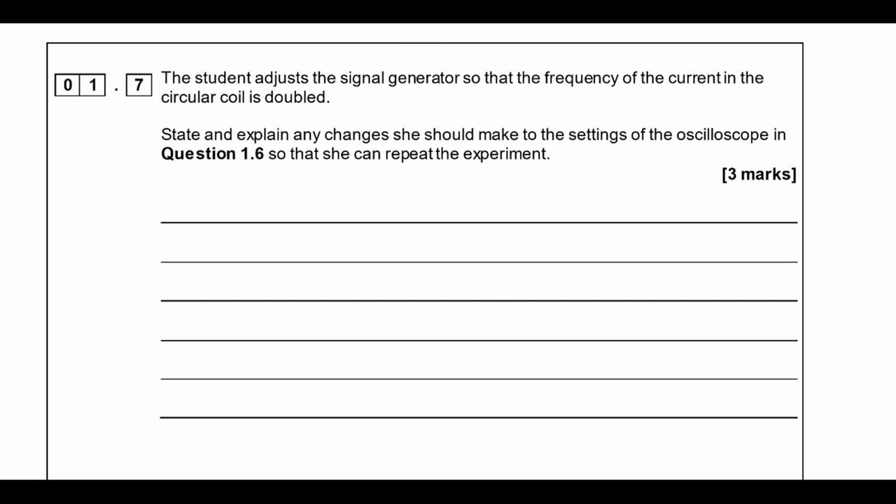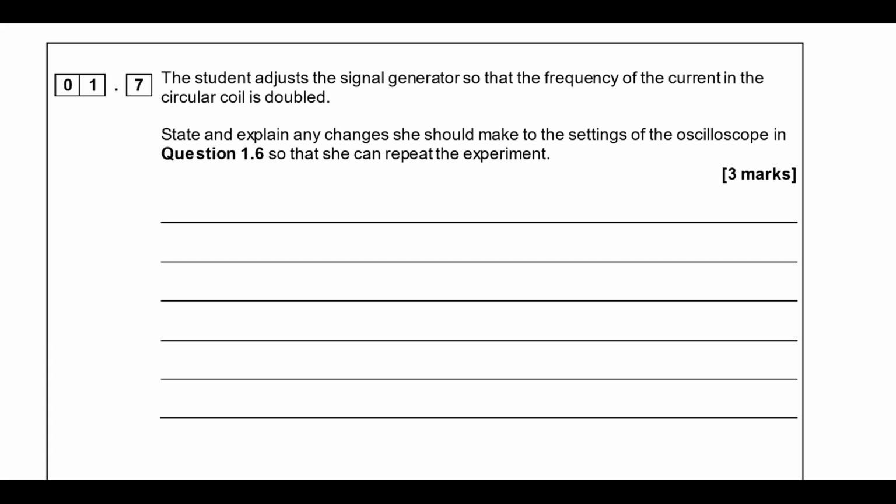Okay, so the student adjusts the signal generator so the frequency of the current in the circular coil is doubled. State and explain any changes that should be made to the settings of the oscilloscope so the experiment can be repeated. So if you double the frequency, you double the rate of change of flux linkage, so you're going to get double the EMF induced.